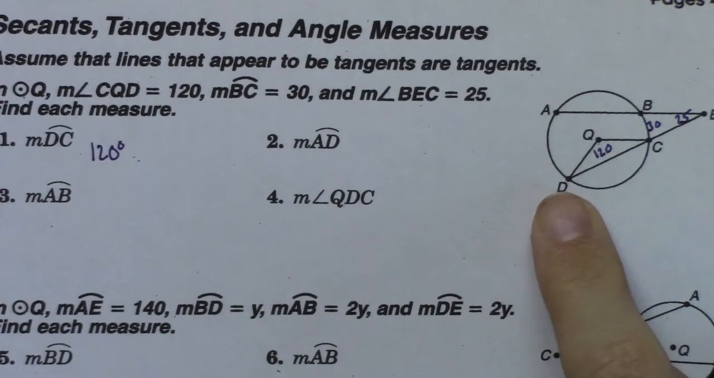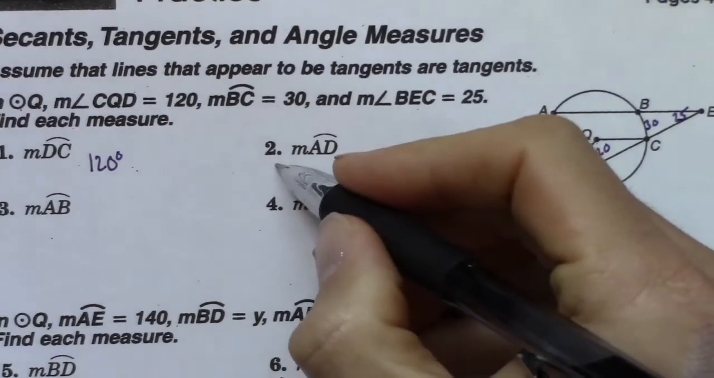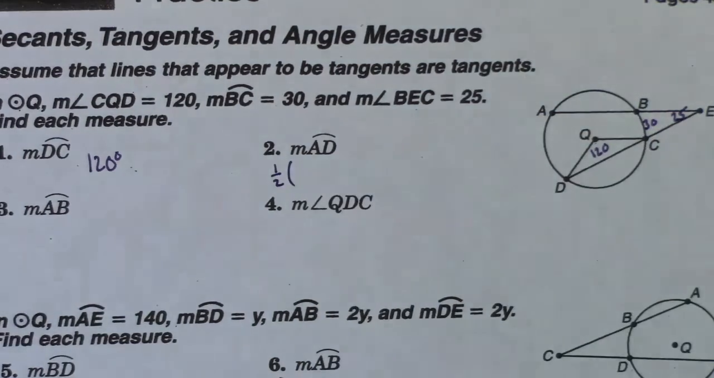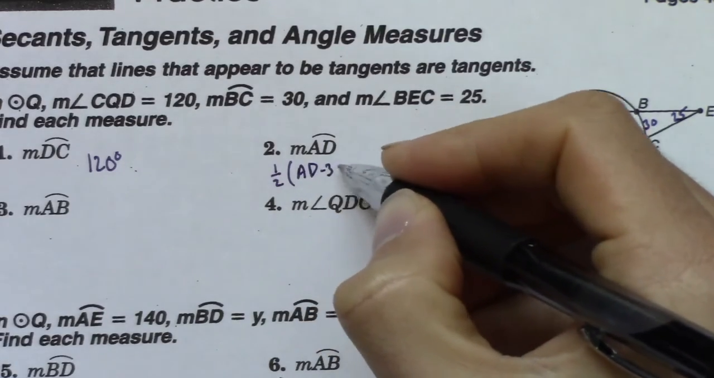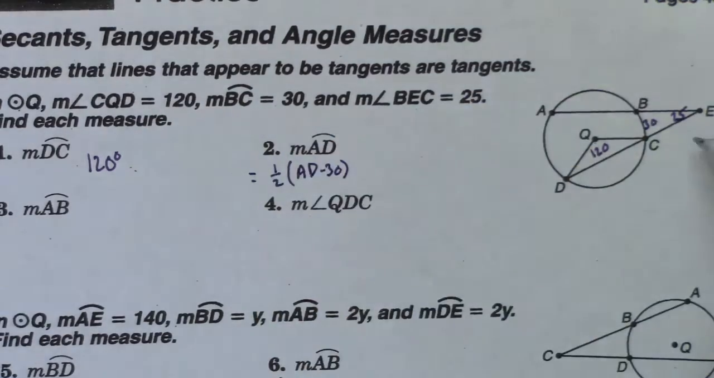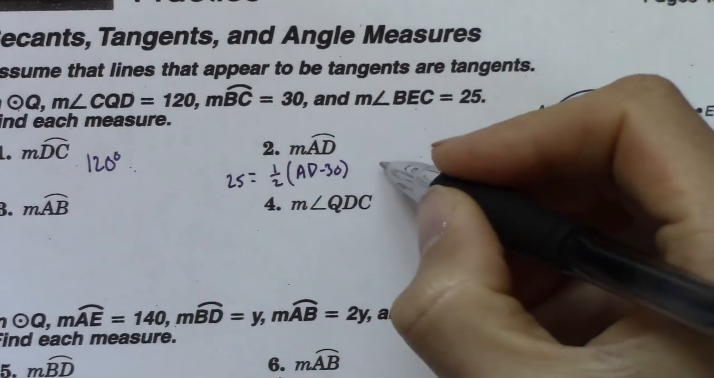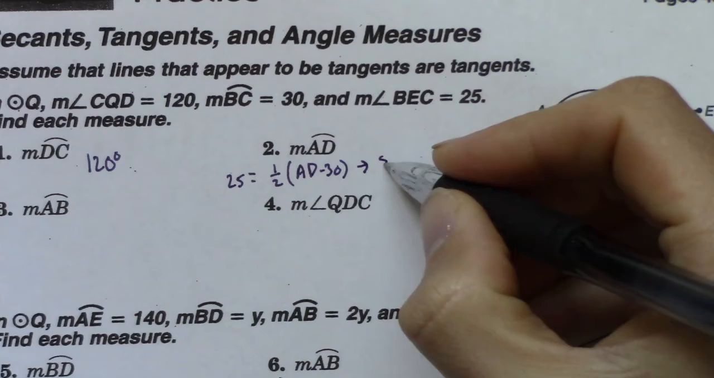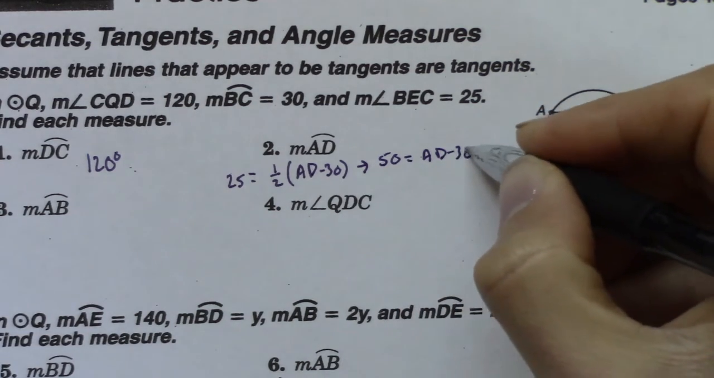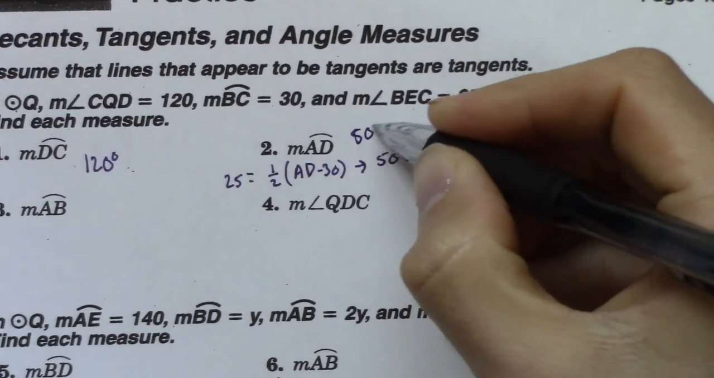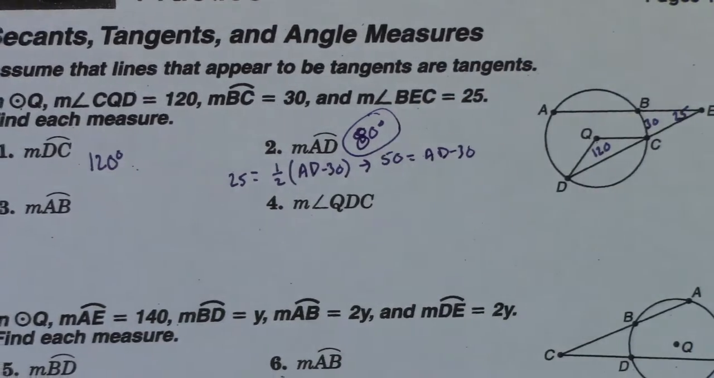AD, we have an outside angle. So an outside angle says 1/2 of big minus small, AD minus 30, must be equal to the outside angle of 25 degrees. So then you're going to have 50 is equal to AD minus 30, which means AD must be 80 degrees. So we got 80 degrees right there.